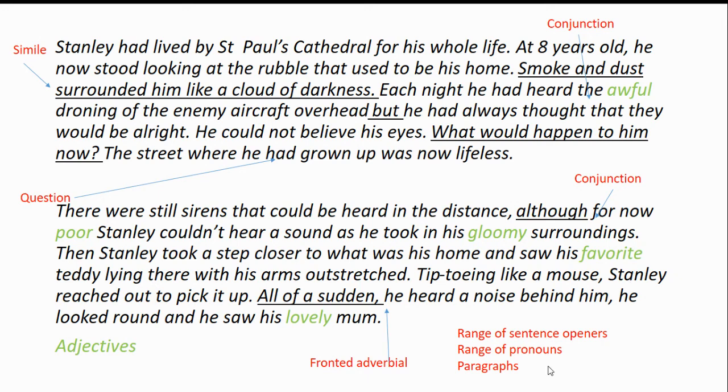Now, another thing that you will notice is that I've put my writing into two chunks. These are called paragraphs, and the reason that I've used a paragraph here is because I've started to talk about something different. So, although it's still a setting description, I've moved on and started talking about the sirens. So that is why I've left a line and then gone on to write about something different.